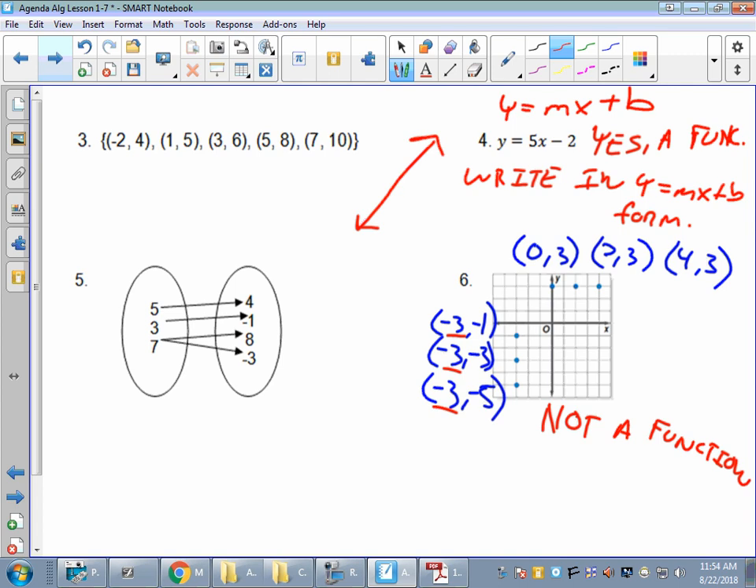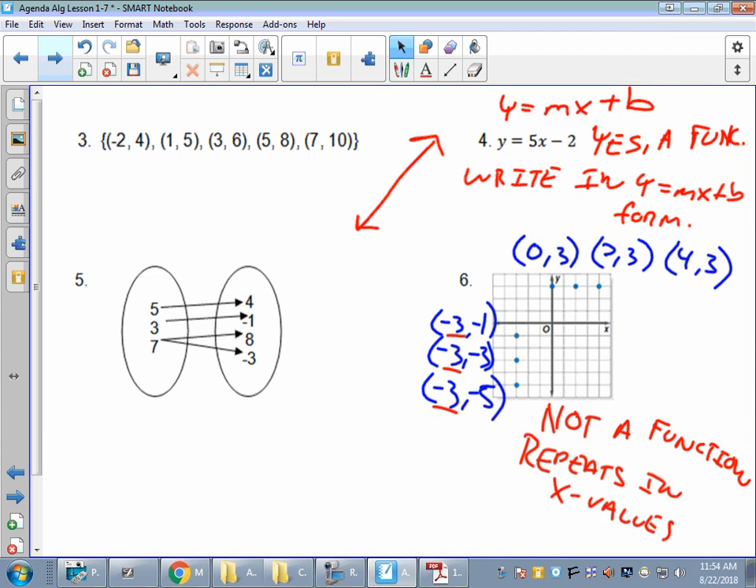And what's our reasoning? Because we have to explain, our reasoning is there's repeats in x values. Okay? So hopefully we get the idea of that.